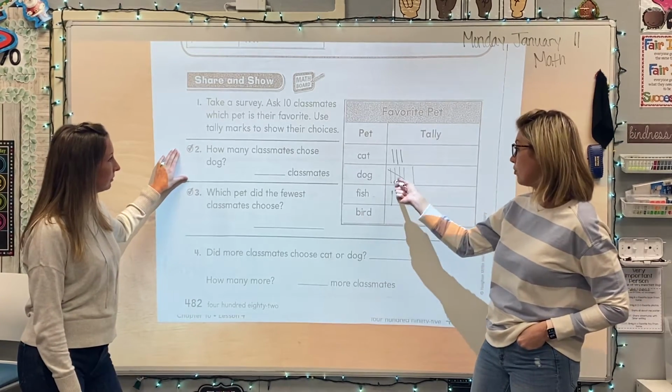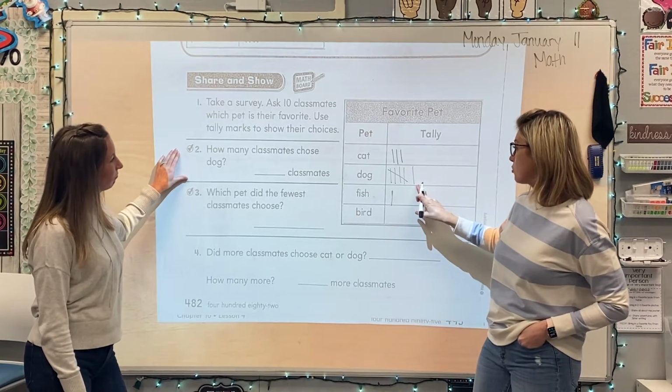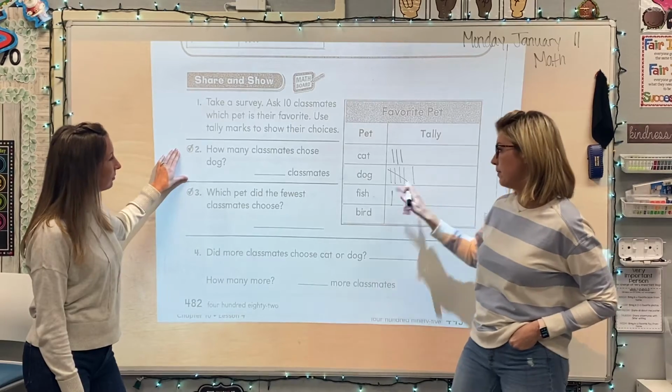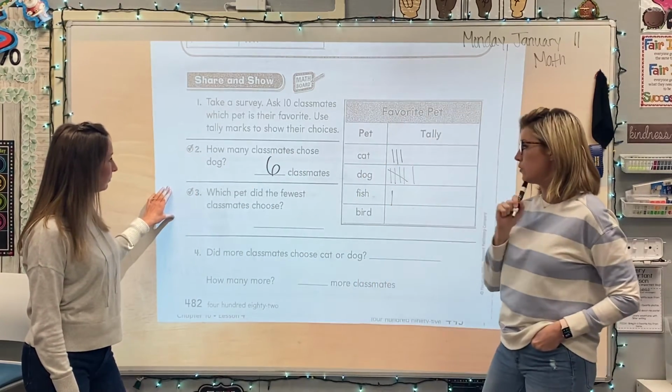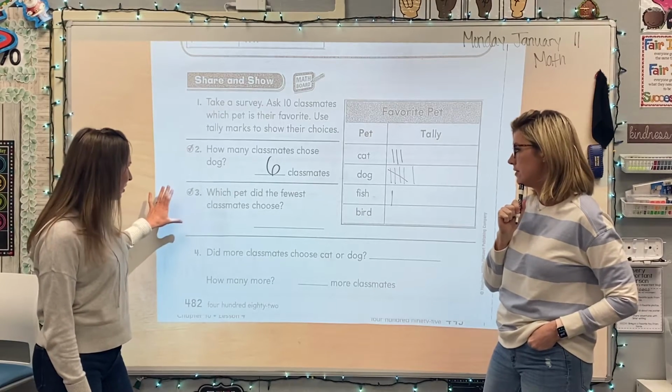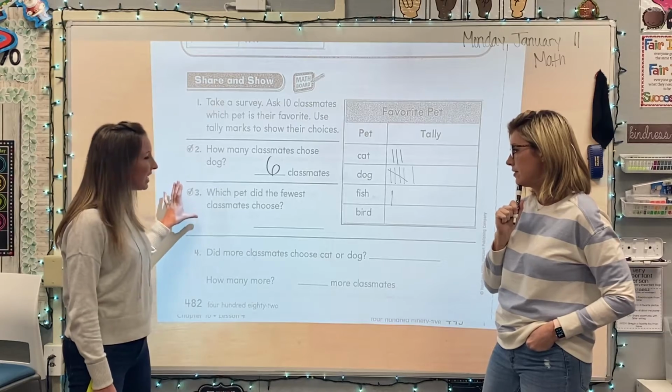And I see that I have a group of 5. That was really easy to see because it has that slash through the middle. And I see there's 1 more, so that's 6 classmates chose a dog. What's the next one say? Ooh, this one looks a little tricky. It says, which pet did the fewest classmates choose?